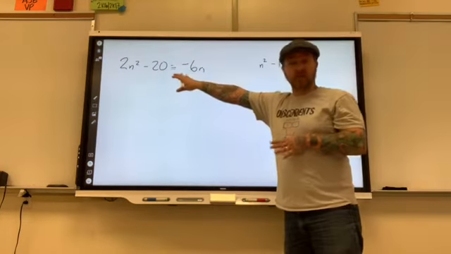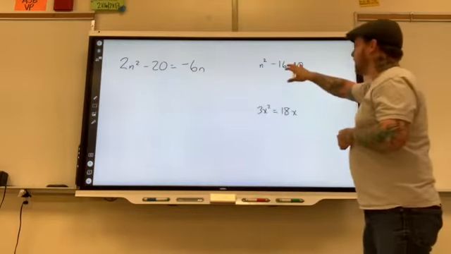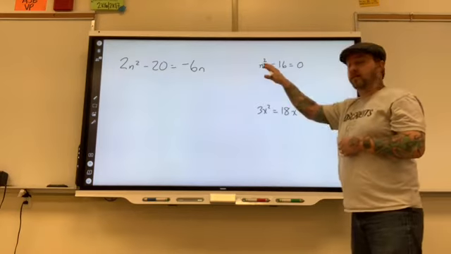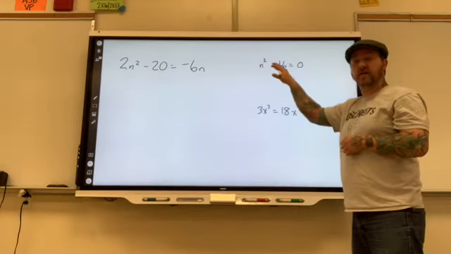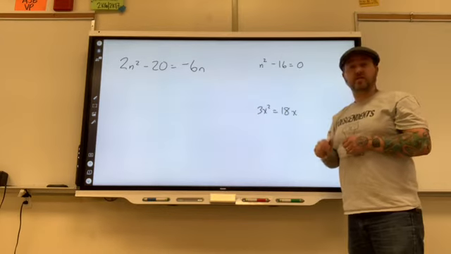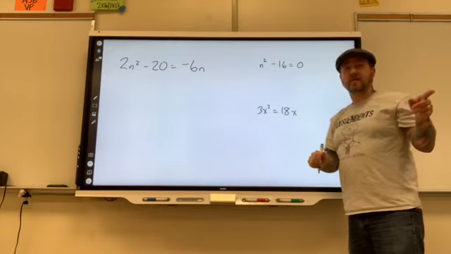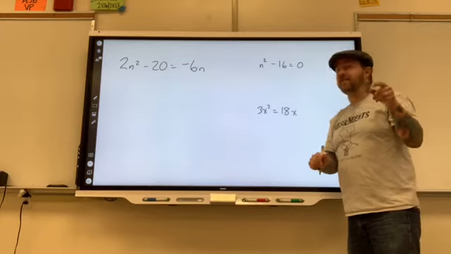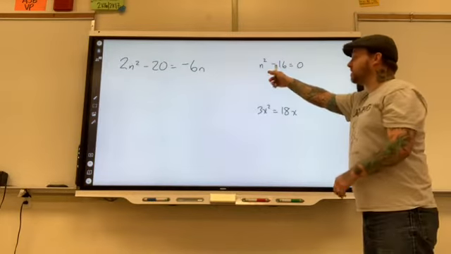This one we'll do last. This is the hardest one. This one, does anybody recognize what's going on here? We've got n squared minus 16 equals 0. Is that one of the special ones? It's not a perfect square, it's a difference of squares. Good, okay. This is a difference of squares.